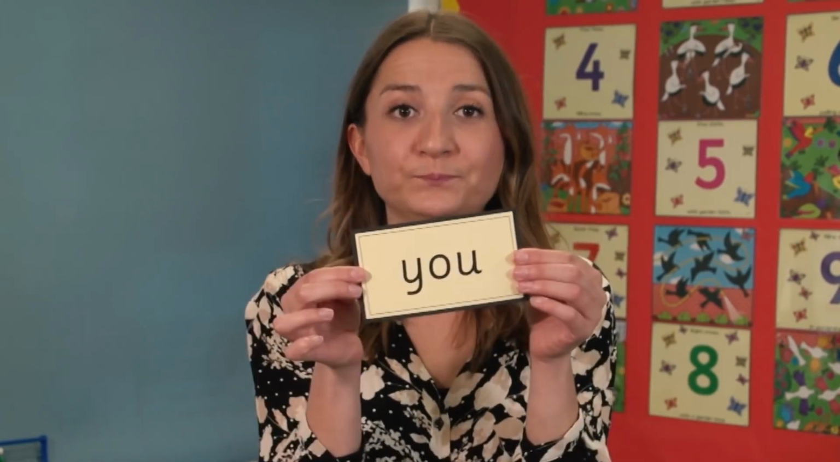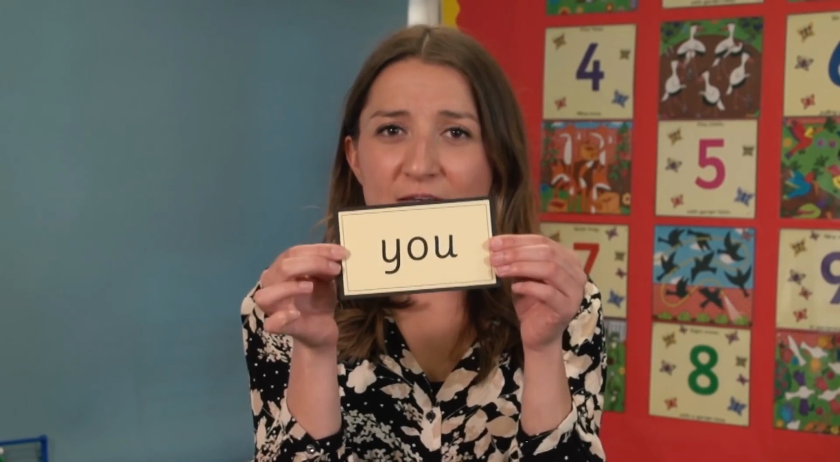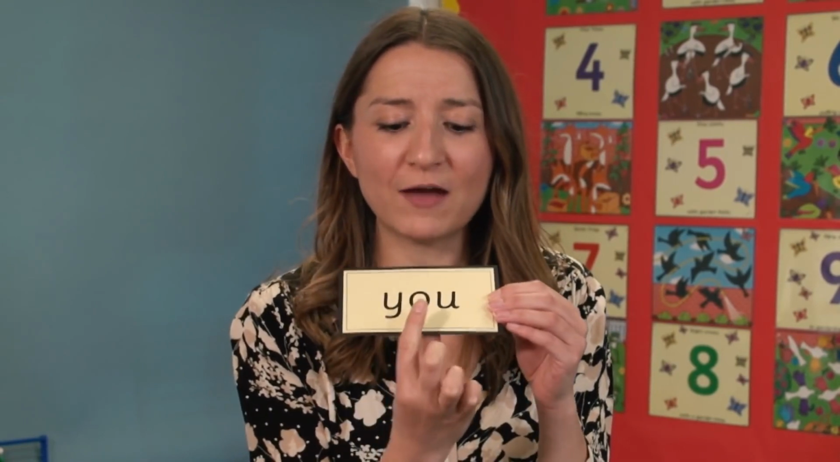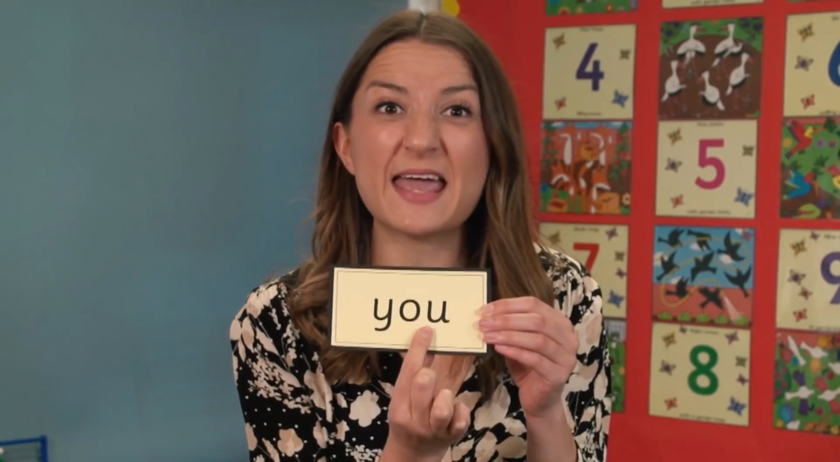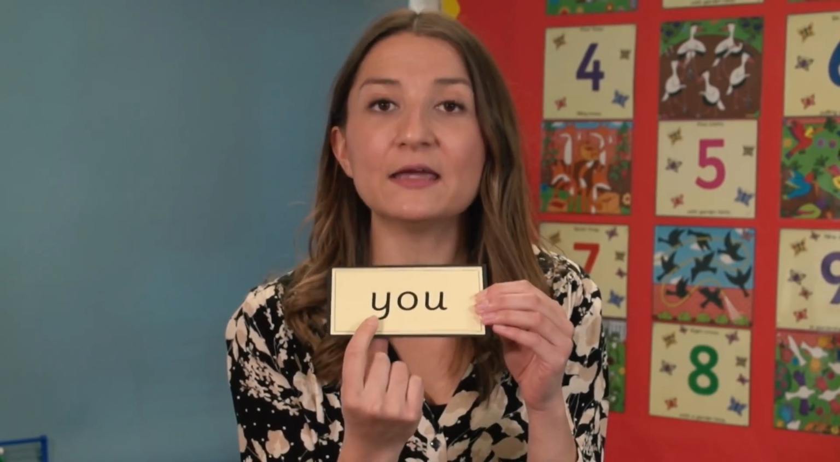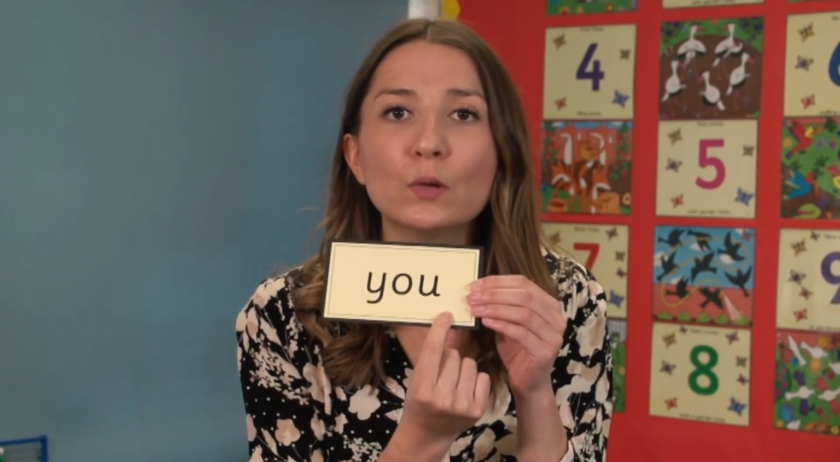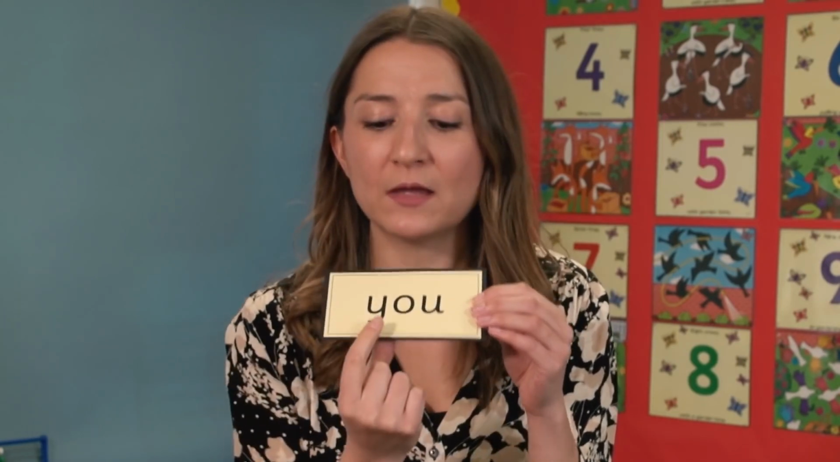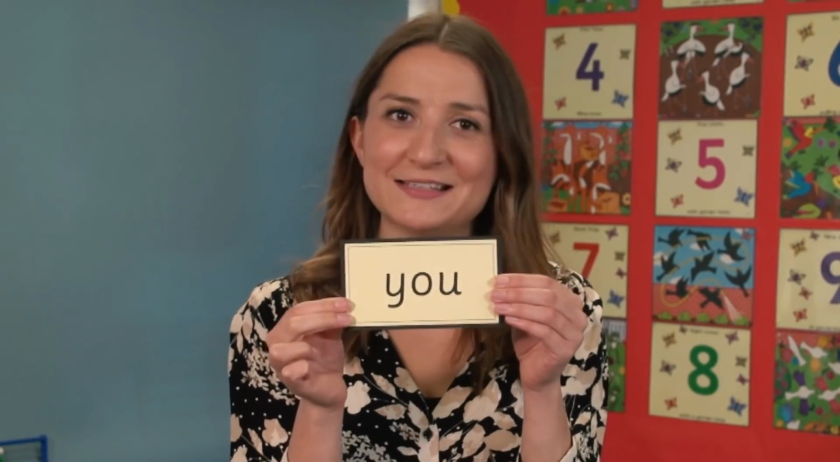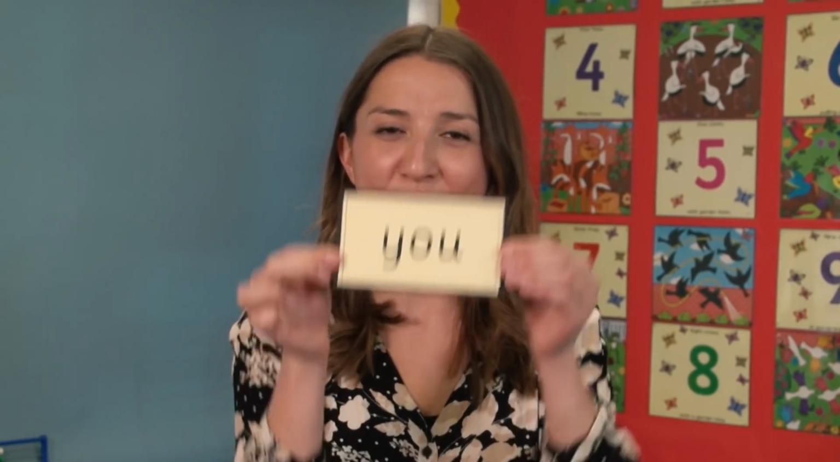Let's learn to read a tricky word. We're going to learn to read the word you. Well, the first bit is easy. Y. The second bit is tricky. The grapheme says oo. When I read it, I say y, oo. Now read it with me. Y, oo, you. Fantastic. Now read it to yourself.